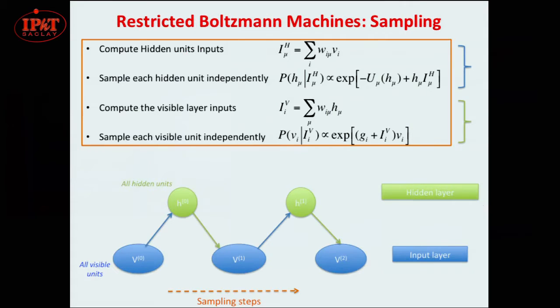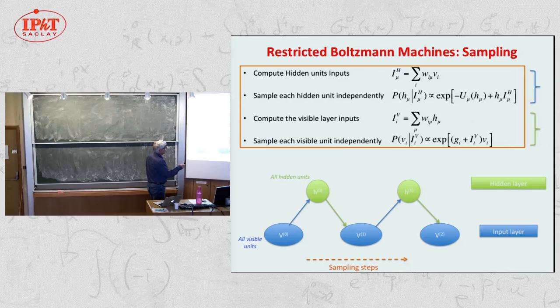So this is written here. Let me fix the value of the V_i, the initial condition. I will compute what I call here the input to hidden unit mu, and the input is just a weighted sum of the activities of the visible units, weighted by the connections to hidden unit mu, sum over i of W_i mu V_i. So it's a real number.